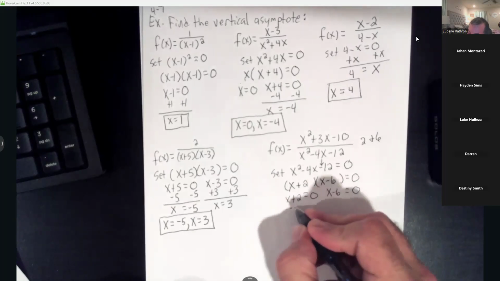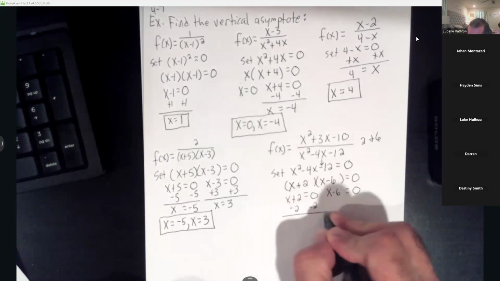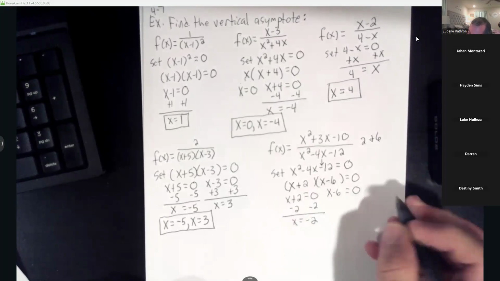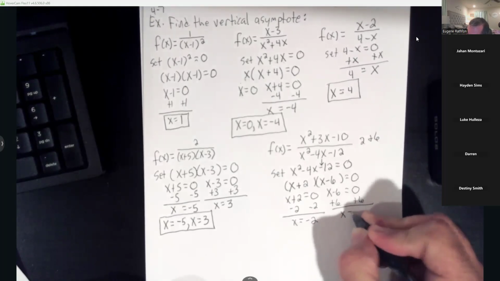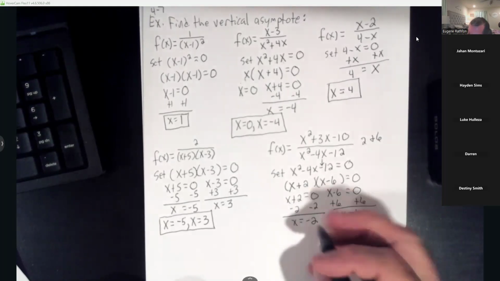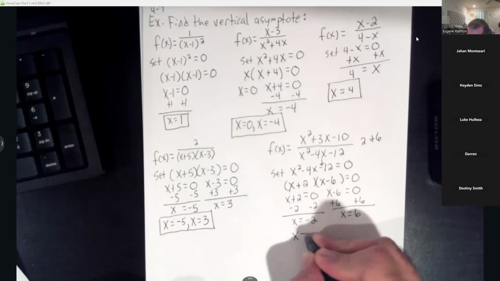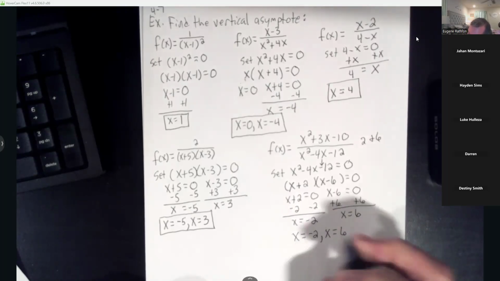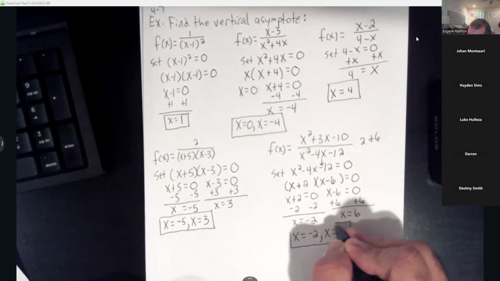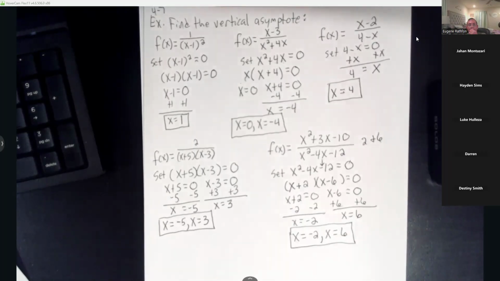So, y'all, this first one, we're going to subtract 2 from both sides. We get x is -2. Second one, we'll add 6 and get x is +6. So in MATLAB, we would put x equals -2, comma, x equals +6. And also, that's the gist of those vertical asymptotes. Set that bottom equal to 0 because we find those the same way we find our domain, okay?